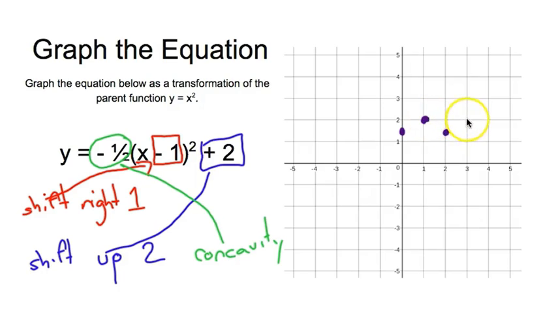And normally I would go over 2 and up 4, but now I have to do 4 times negative 1/2. Well, 4 times negative 1/2 is negative 2. So I would go over 2 spaces, down 2 spaces. Over 2, down 2. And then normally I would go over 3 and up 9, but now I have to do 9 times negative 1/2, which is negative 4.5. So I would go down negative 4.5 spaces.